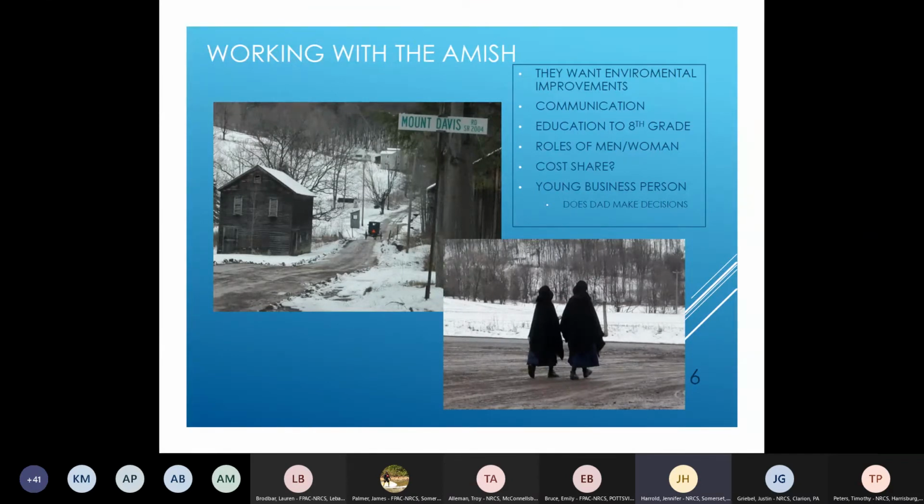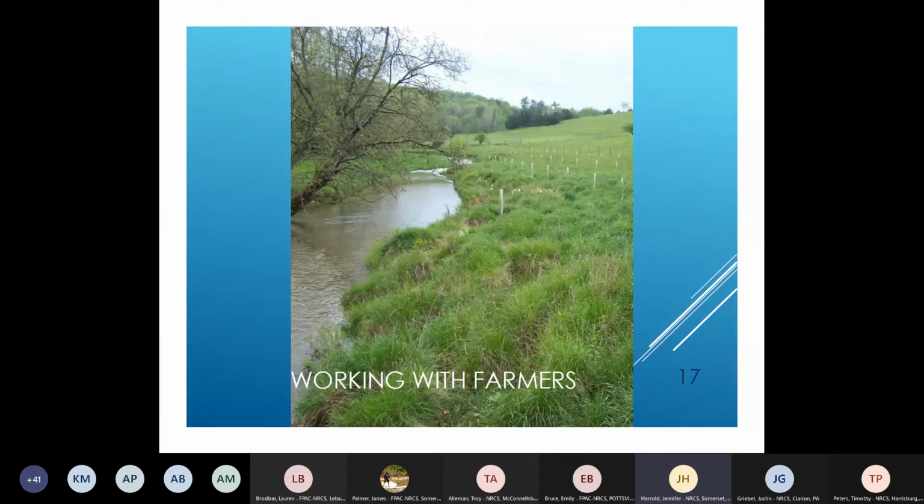But the young person in the business, a lot of times the dad makes the decision. So it's just different, but they're willing to work and make an environmental improvement. And just knowing the communication may be a little different, but they've become a little bit more advanced in the business world, maybe getting emails and things like that.